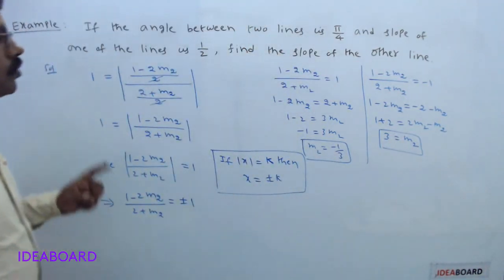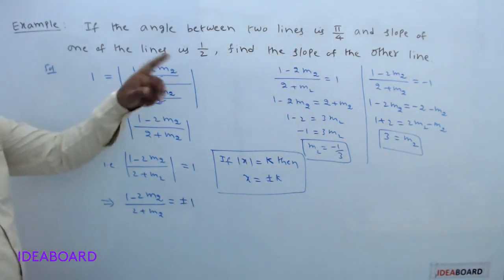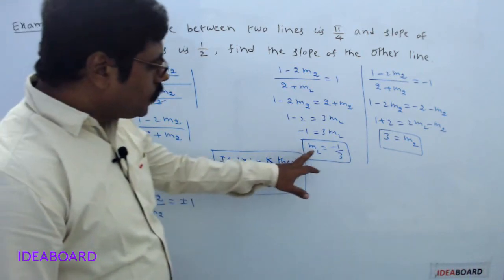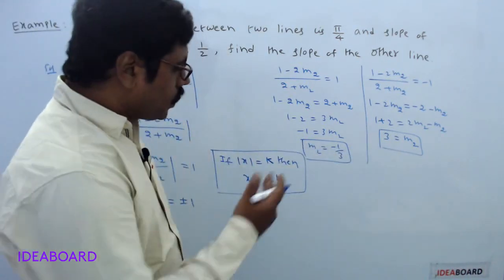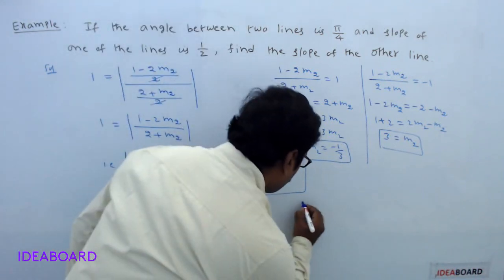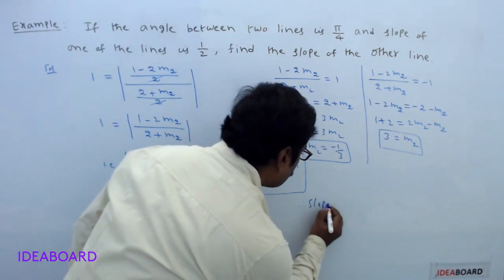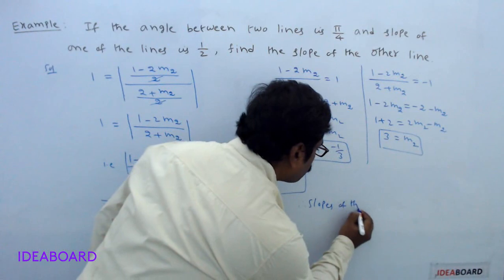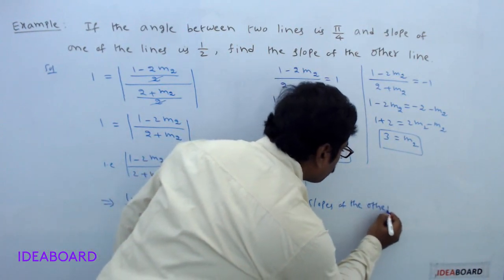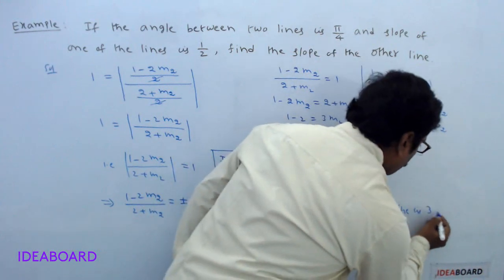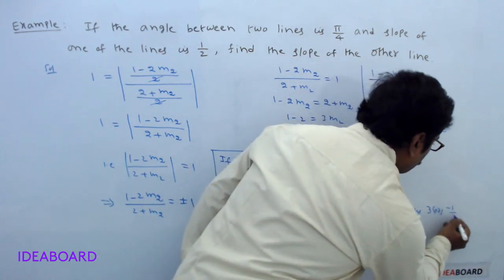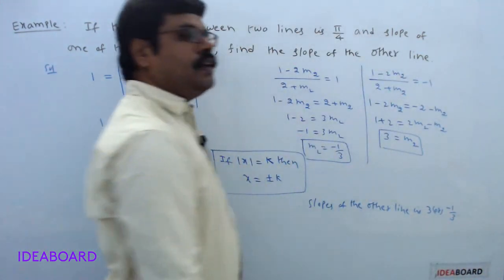So here m2 is the slope of the other line. So the m2 value may be either minus 1 by 3 or 3. So write down the conclusion. Therefore, the slope of the other line is 3 or minus 1 divided by 3.